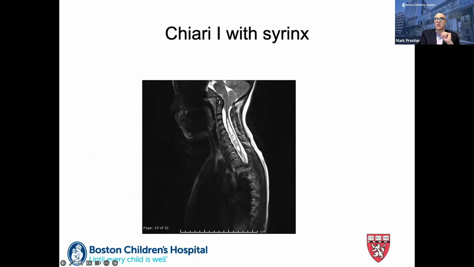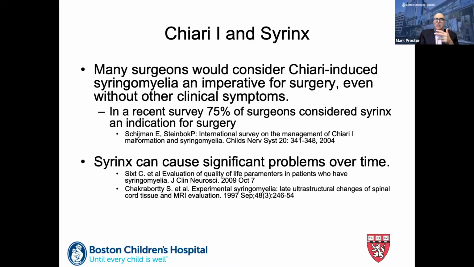And then just below it, here you see a syrinx. So a syrinx is an expanding fluid collection in the spinal cord. We all have a little column of fluid in our spinal cord. It's just so small that you almost can never see it on the MRI. But when you see it like this, that's called a syrinx. So is that a reason to consider surgery?